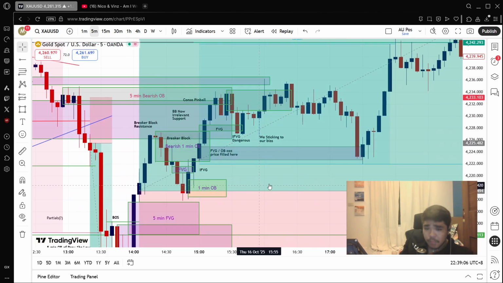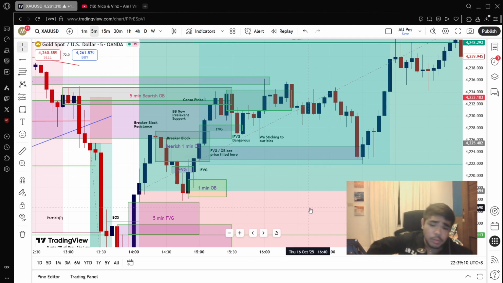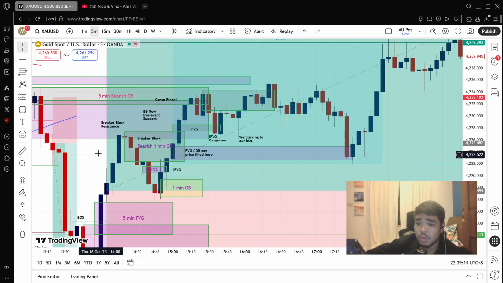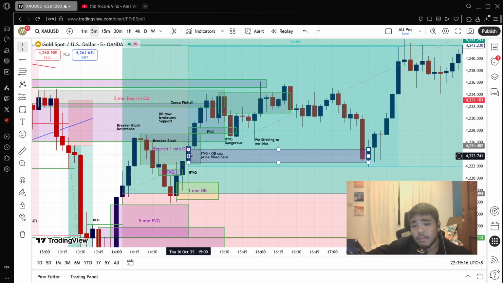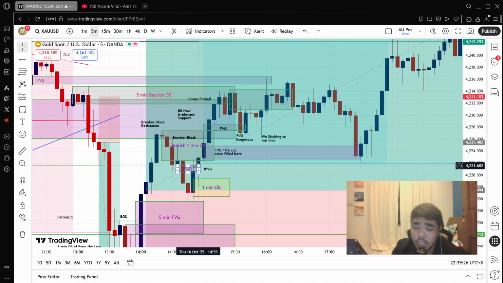So yeah, this 5 minute fair value gap was not just a fair value gap, but was also an order block. And as you know, a fair value gap, however small it is, could be a continuation confirmation. And since we're trading gold, our bias is bullish.